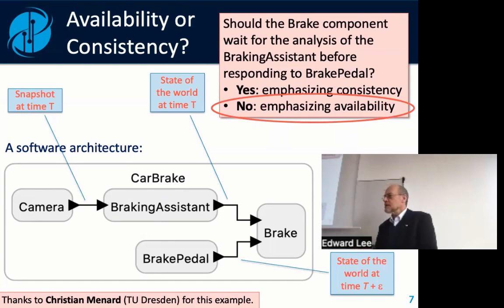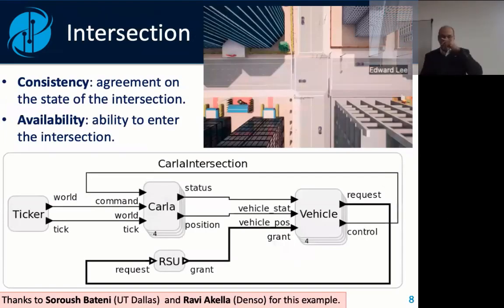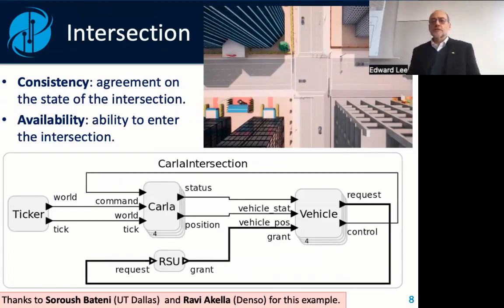Okay, so in this particular example, you want to emphasize availability over consistency. Let's look at another automotive application. This is a four-way intersection. By the way, the programs that I'm showing are programs written in this programming framework that I'm going to describe later in the talk called Lingua Franca.